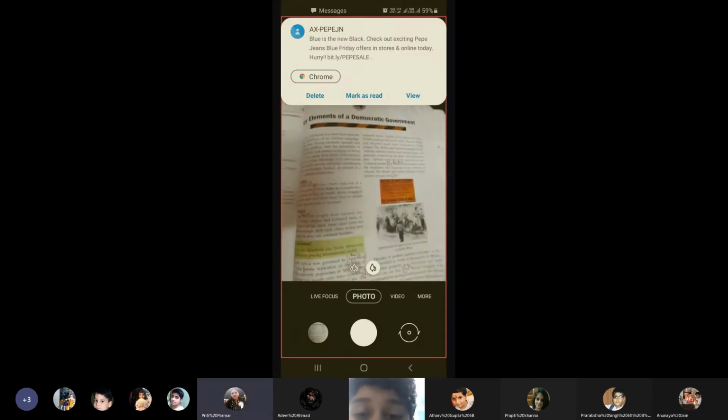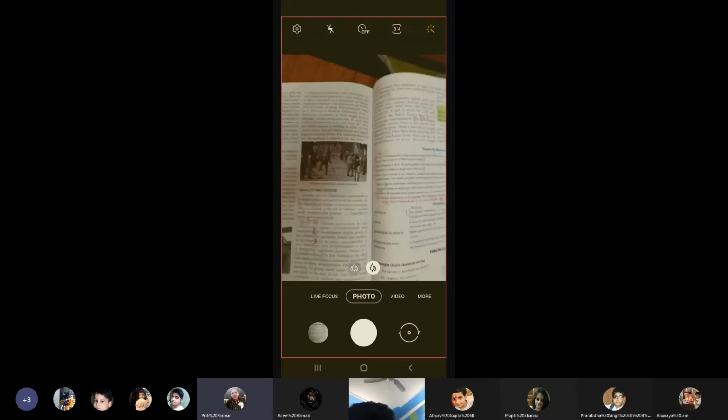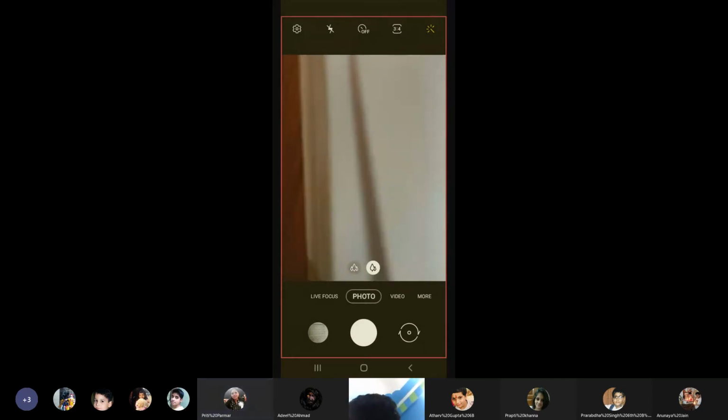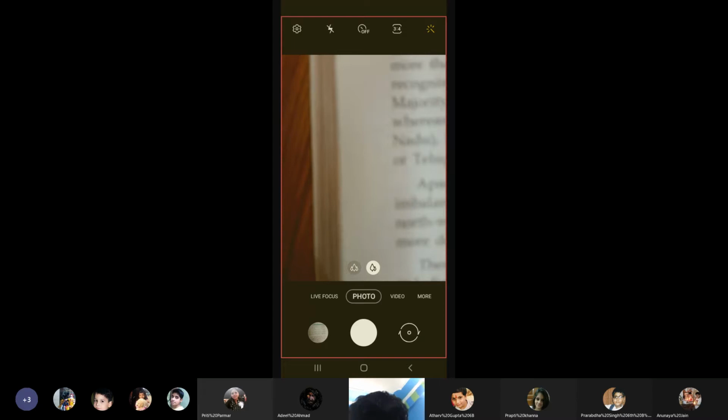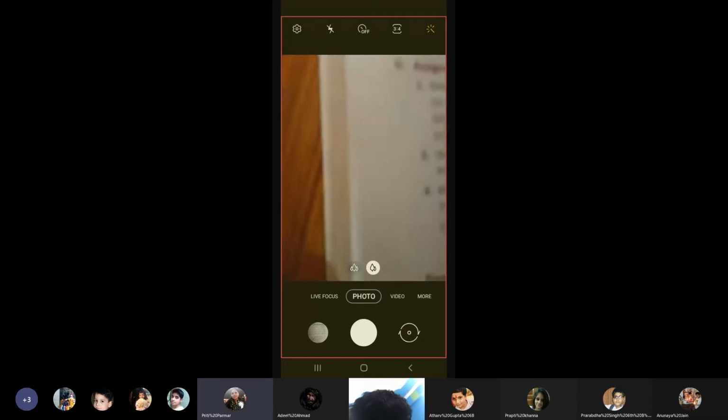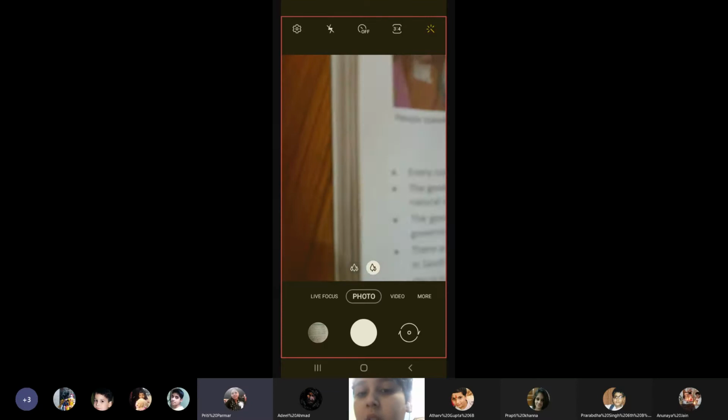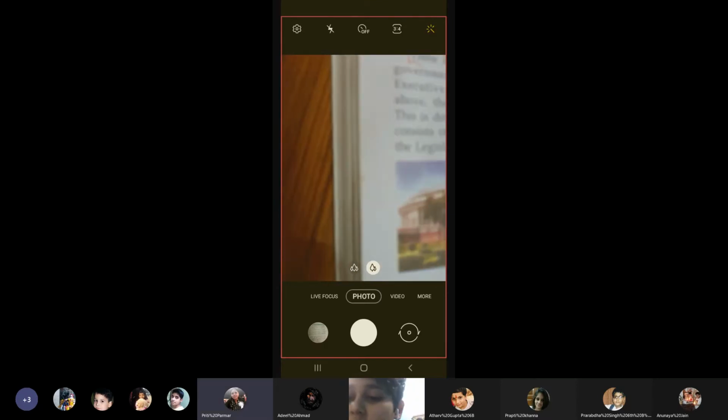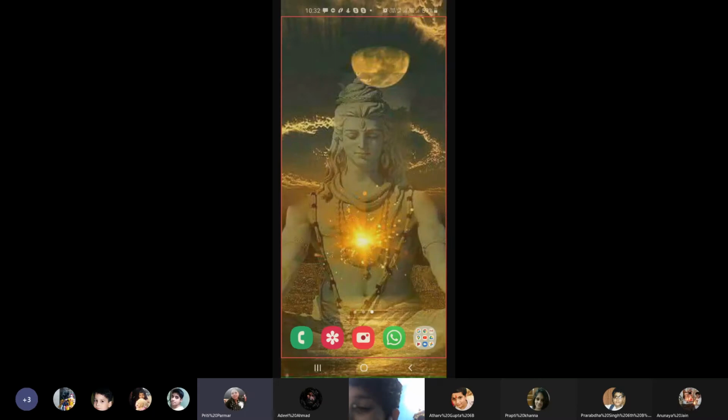Key elements of a democratic government. In this, you are only supposed to know, just a second. Sorry, not key elements. I'm sorry. A chapter before that. Which is that chapter? Just a second. Can somebody help me with the first chapter of civics?